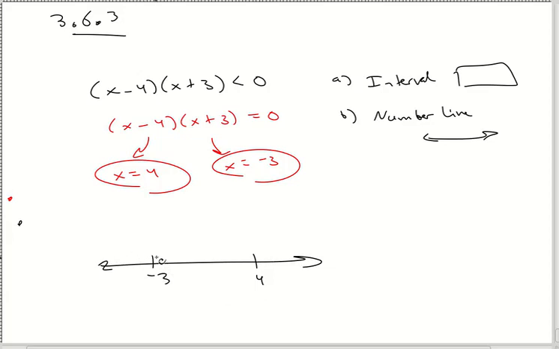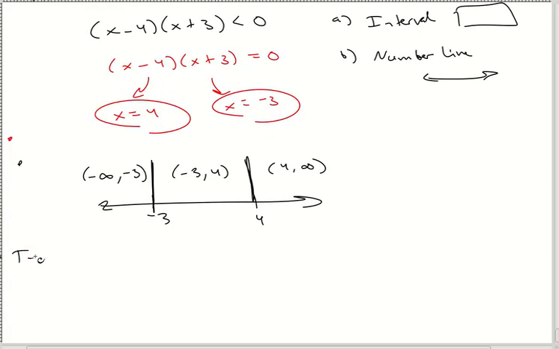This interval over here will be negative infinity all the way to negative 3. In between, we've got negative 3 to 4, and then we've got 4 to infinity. I want to know which of these are actual working answers. How we do that is we're going to test each interval.